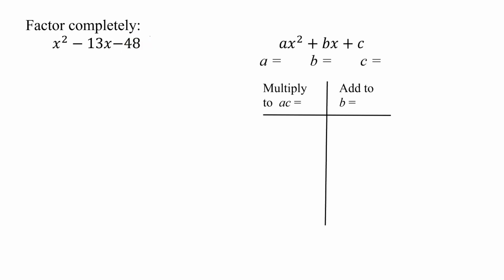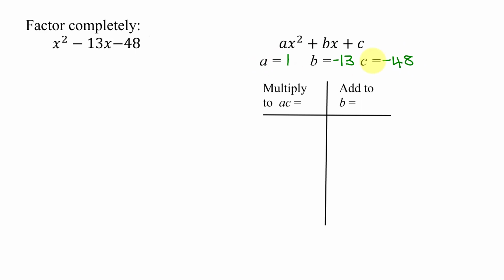So what we do next is we compare it to ax squared plus bx plus c. A is the coefficient of the x squared term. What's the coefficient of this x squared? Well, we're too efficient to write it, but it's a 1. B is the coefficient of the x term. It is negative 13. C is the constant term. It is negative 48.